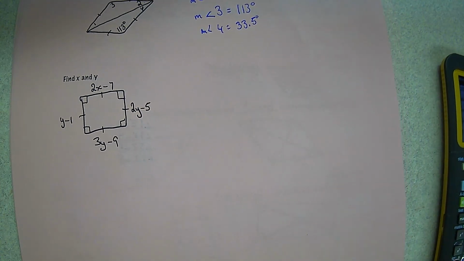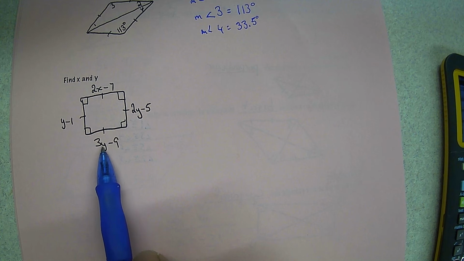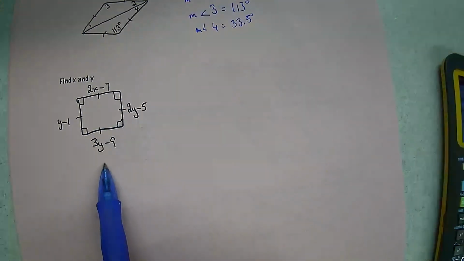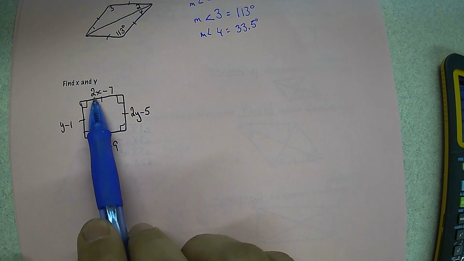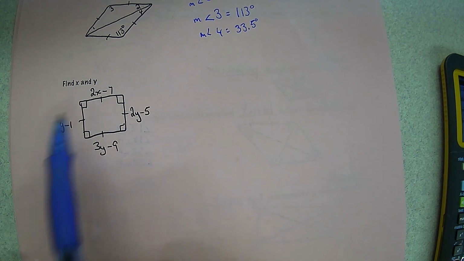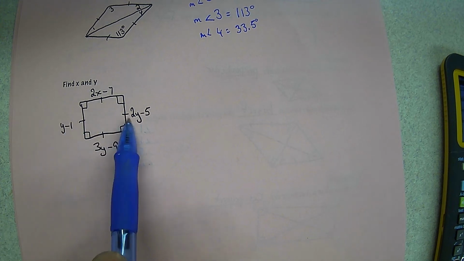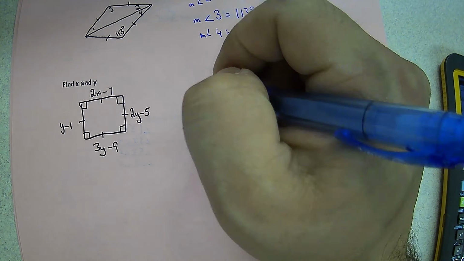The last one, we're asked to find x and y. So I see this one's 2x minus 7, so that should be the same as 3y minus 9, but I can't compare an x and a y. So we're going to have to wait on that, I'm thinking. And I think we have to figure out what y is first, and then we can figure out what this is. We'll actually evaluate and figure out this side, and then we can solve for this. So these 2 sides are the same. So if they're the same or congruent, that means they're equal.